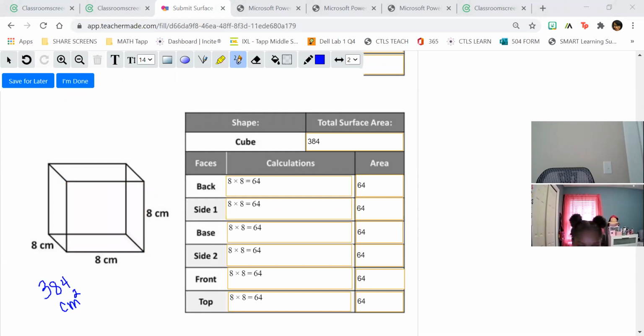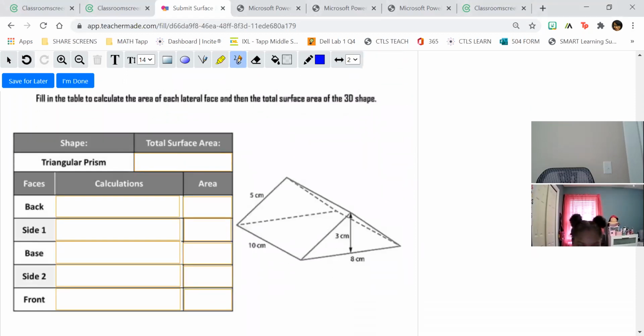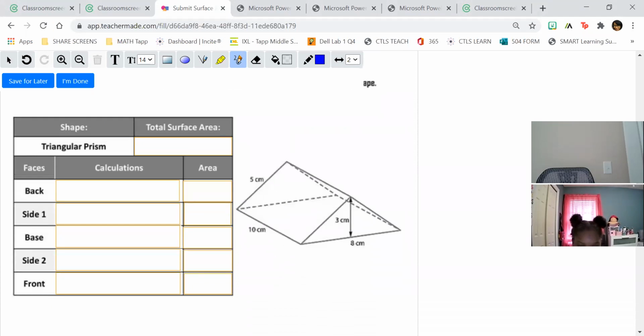All right, let's look at our next shape. This one is a triangular prism. We have a triangular prism here. So let's go ahead and look at, I'm going to start with my triangular sides, the front and the back. They are congruent triangles. So I'm going to go ahead and highlight those. I'm going to highlight at least one of them so that you can see it better.